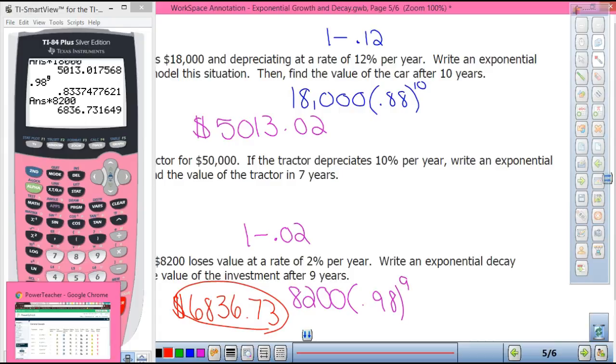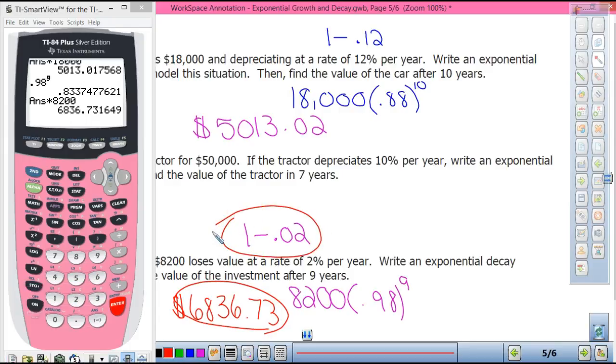That's not how you do it, because you didn't start with negative $8,200. It's just decreasing in value. So when it decreases in value, that's how we figure it out, by taking 1 minus how much it's decreasing in value by. Okay? All right? Make sense?